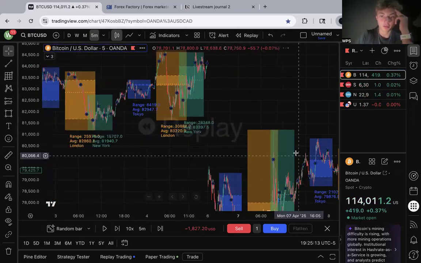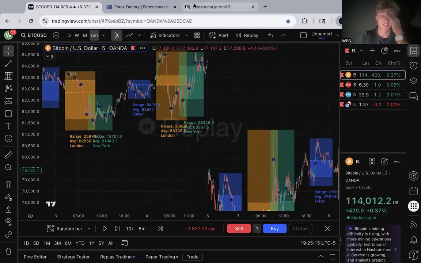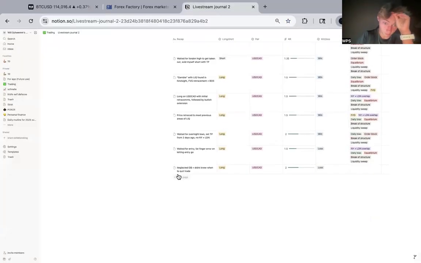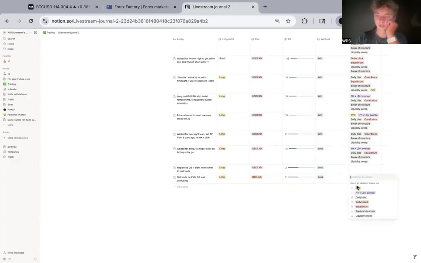Okay, so we were really close to a win there, but then we got stopped out. What I think I could have done better is not trade on fair value gaps. I guess that was just the most confusing part. Daily bias was confusing as well. So fair value gap New York, not really daily bias, because that was really confusing.